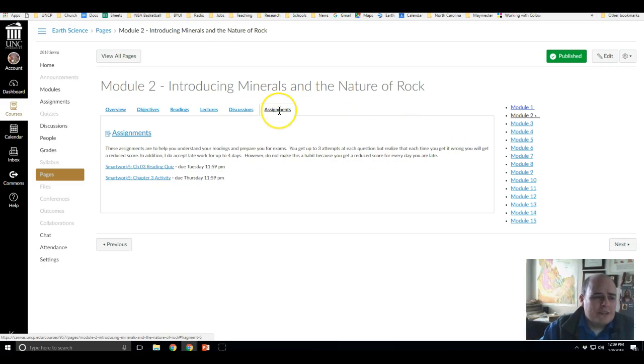Now, the last thing is our assignments. These assignments, as always, will help us to prepare for the exams. This is to give you an idea of what exam questions might be like and to help you prepare for your reading and so forth. The first one is just your reading quiz, and you'll do better if you do the reading first. And then your other one here is your online activity.